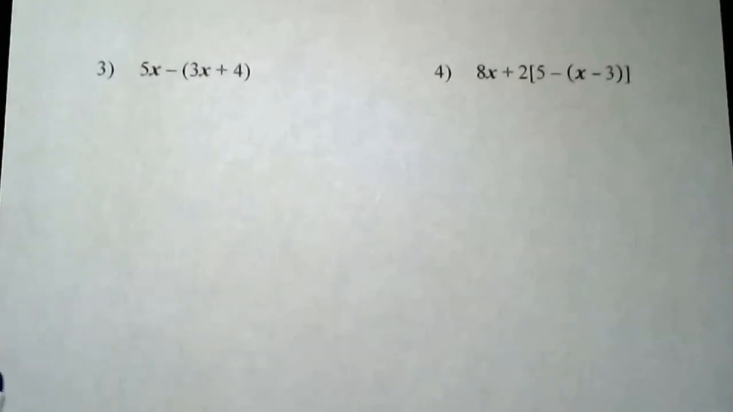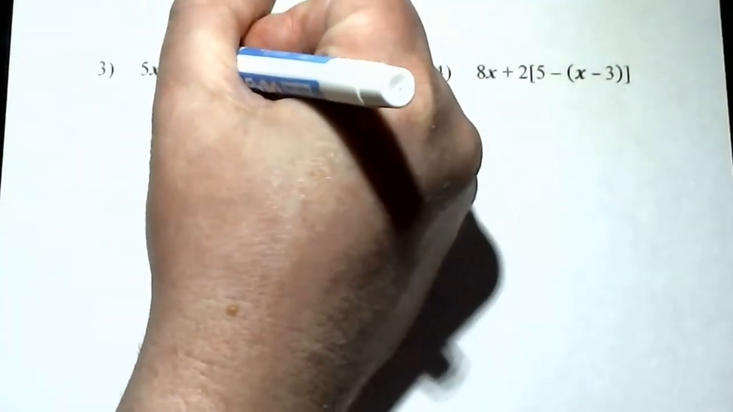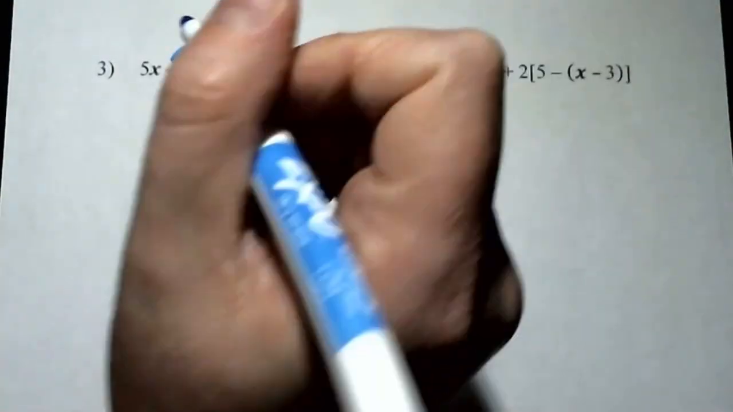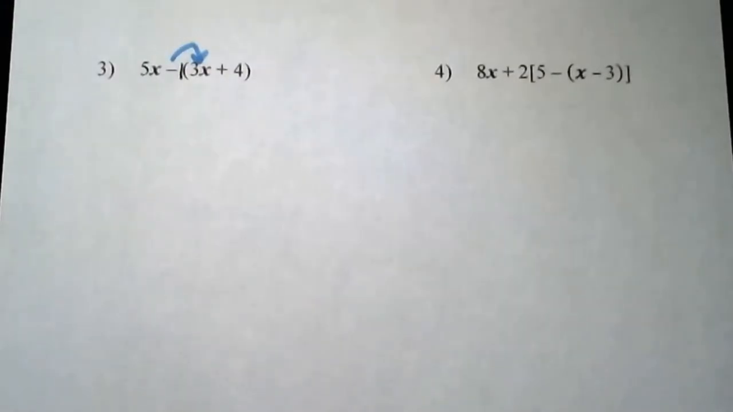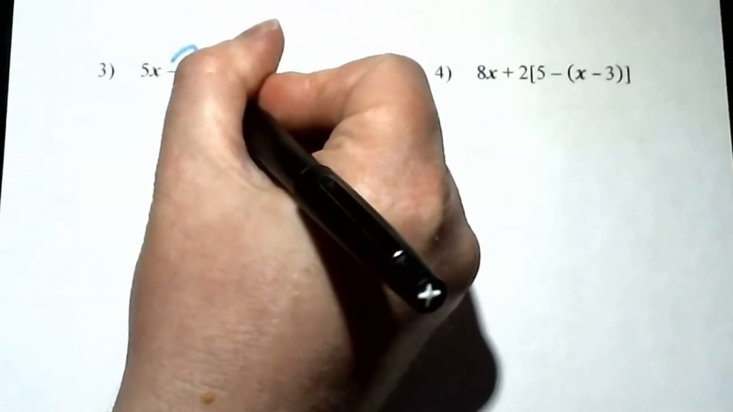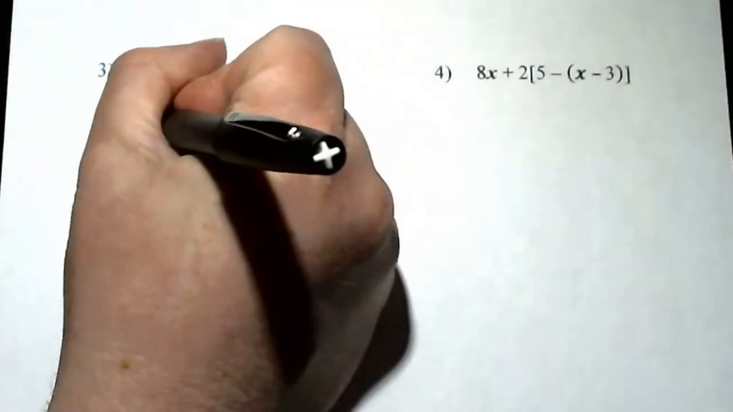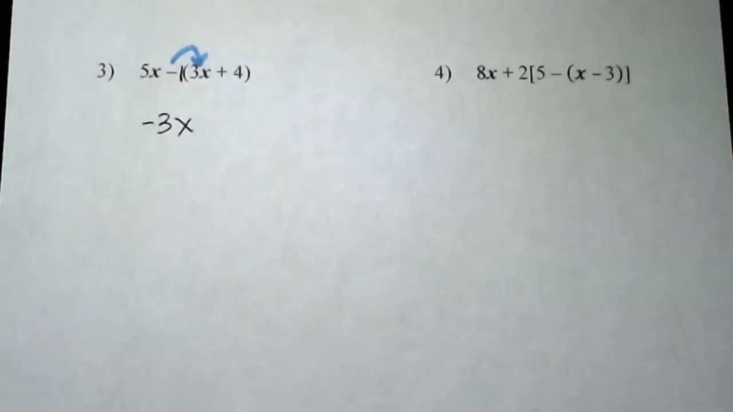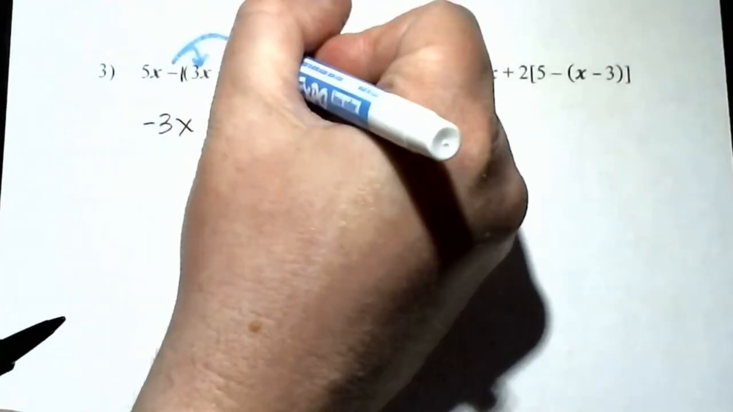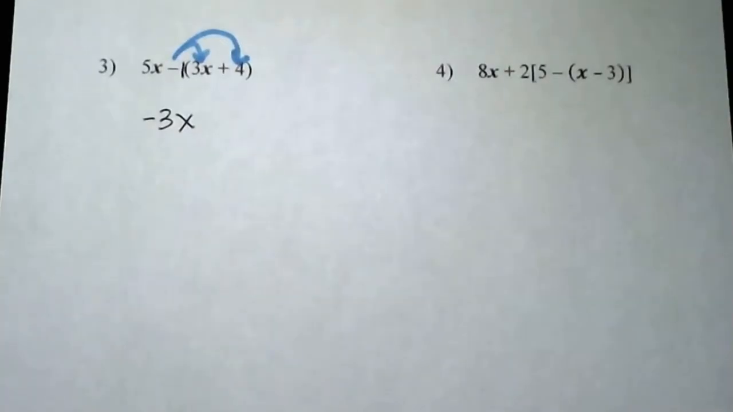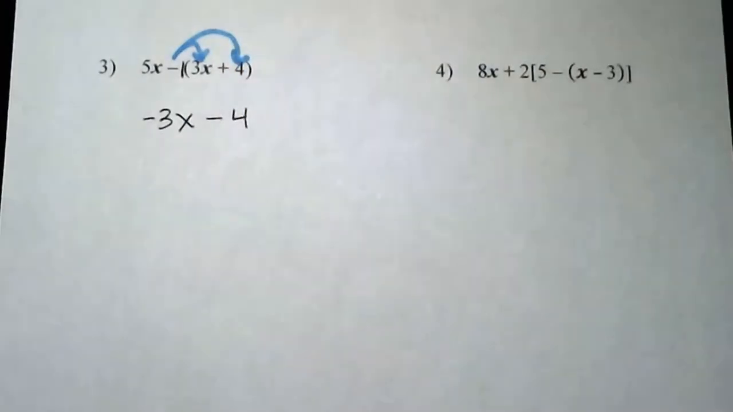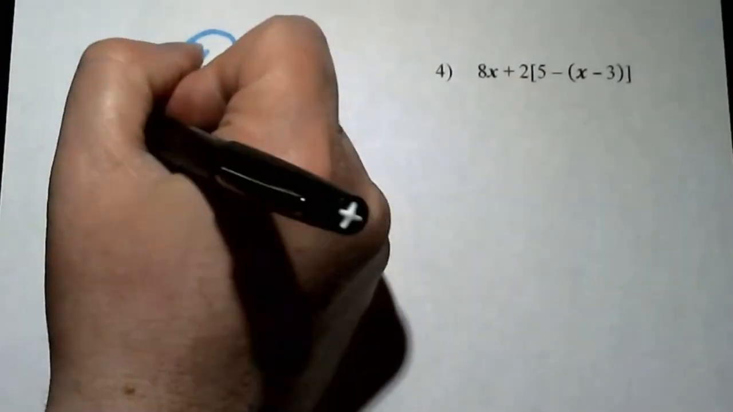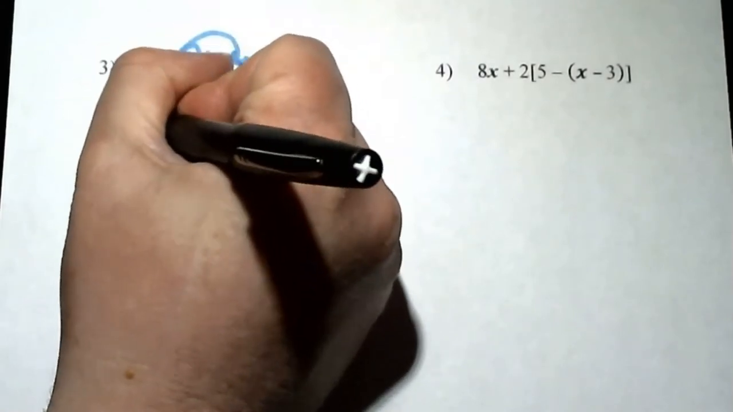So I'm going to distribute what's directly in front of my parentheses to get rid of those. The thing directly in front is that negative sign. Think of it as a negative 1. When you distribute this, that becomes negative 1 times 3x, which is negative 3x, and then negative 1 times positive 4 is negative 4. I haven't done anything with that 5x yet, so I'm going to bring that down.